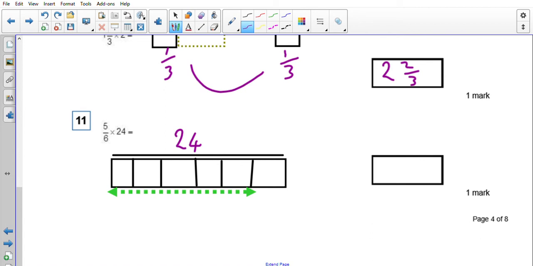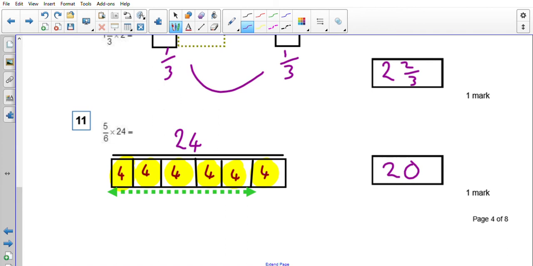Okay, so 24 divided by 6 is going to give me the answer of 4. So I'm going to have 4, 4, 4, 4, 4, and 4. Because if I think about that, I would have 4, 8, 12, 16, 20, 24. So that gives me my whole amount there. Now, my underlined ones, I only want 5 of those, so I want 5 lots of 4, which is going to give me the answer of 20. Okay, so 5/6 multiplied by 24 is actually the same as 5/6 of 24, and 5/6 of 24 is 20.